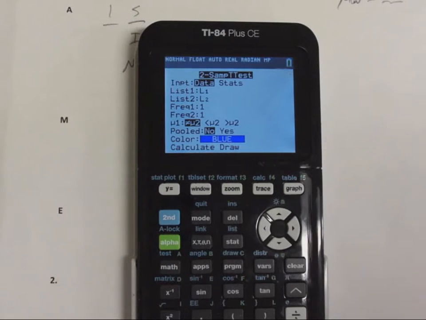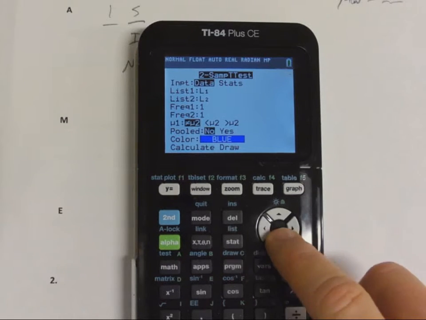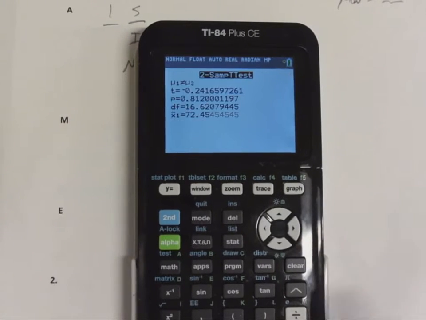For pooled, I go no. Always say no to pooled on your calculator. Now, the reason we would use pooled is if we had reason to believe our population standard deviations are the same, which we have no reason to believe, okay? As a matter of fact, I don't think they are, because we have so much variability in the Central middle school values relative to the West. But anyway, just always say no to that. That's the short answer. All right, so calculate.